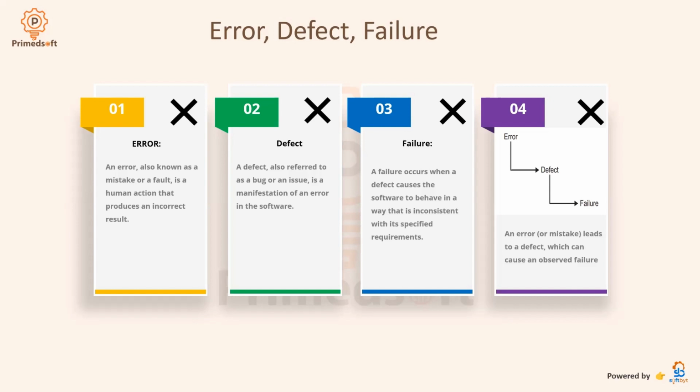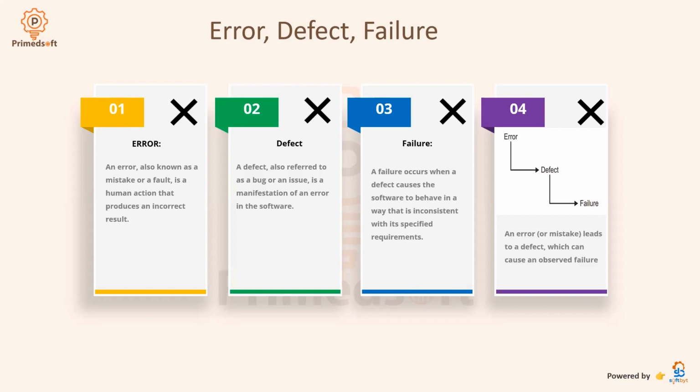So let's look at them one after the other, right? An error, also known as a mistake or a fault. It's a human action that produces an incorrect result. Take note of it. Error.